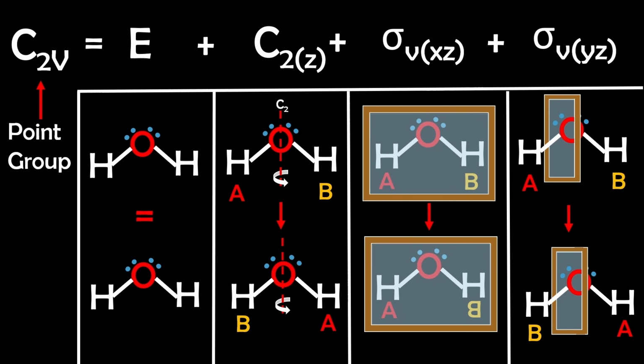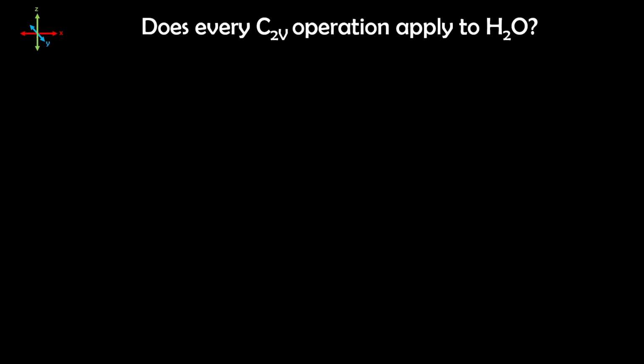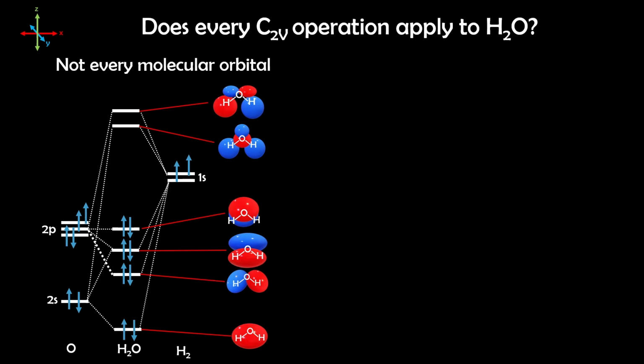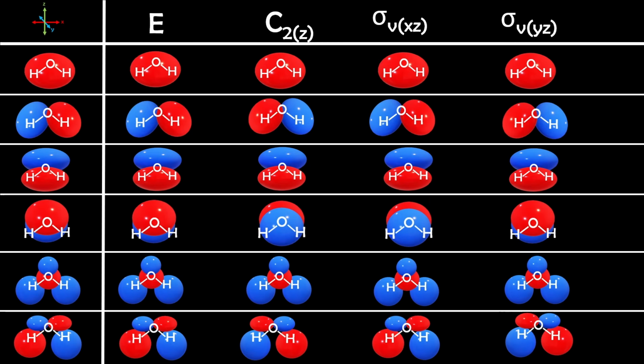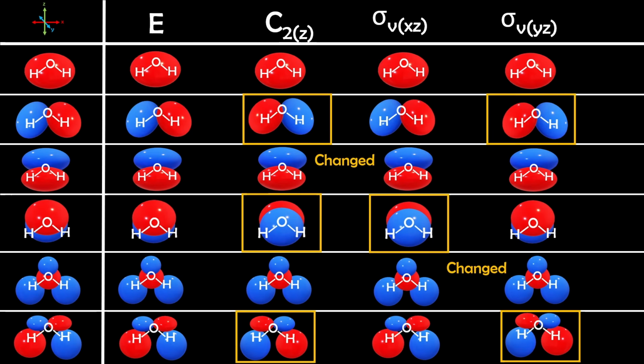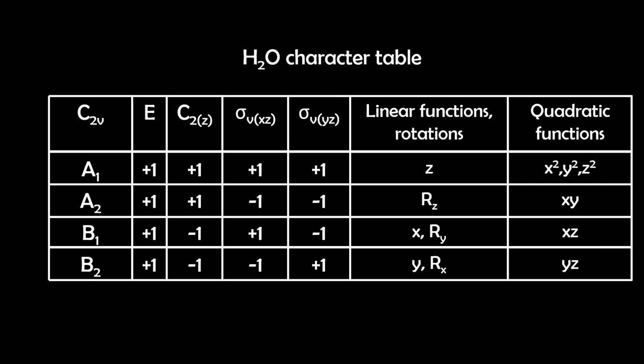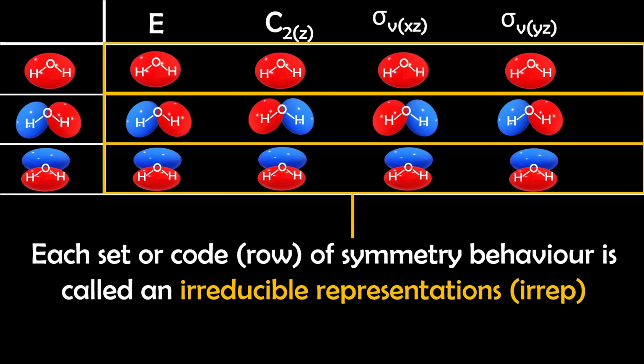That point group is basically the molecule's symmetry code. Now, usually we think of applying symmetry to the whole molecule at once, but H2O isn't just one blob. It has different molecular orbitals and different types of motion, like bending or stretching. And here's the catch. Not all orbitals or motions behave the same way under this symmetry code. Some orbitals stay the same, some flip, some mix with each other. So instead of treating them all together, we use a character table to sort out the different types of symmetry behaviors. This is where irreducible representations, or irreps, come in.